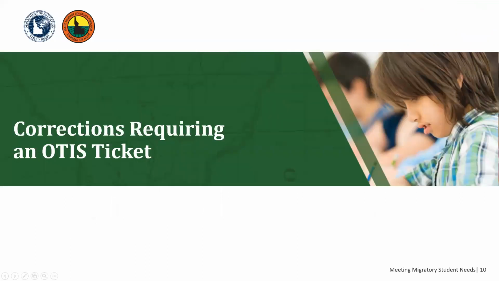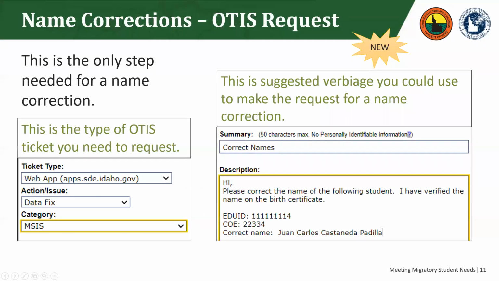Now we're going to talk about the corrections that require an Otis ticket and how you will do it. Student name corrections will be handled by migrant staff at the SDE. This is the area that is new for our training. So when you create this Otis ticket, it will come to me and probably Sandy or Kelly in the future. You will choose web app, then DataFix, and then MSIS, and it will automatically go to the migrant queue, which I can use and interact with. Remember not to put student PII in the summary or title.